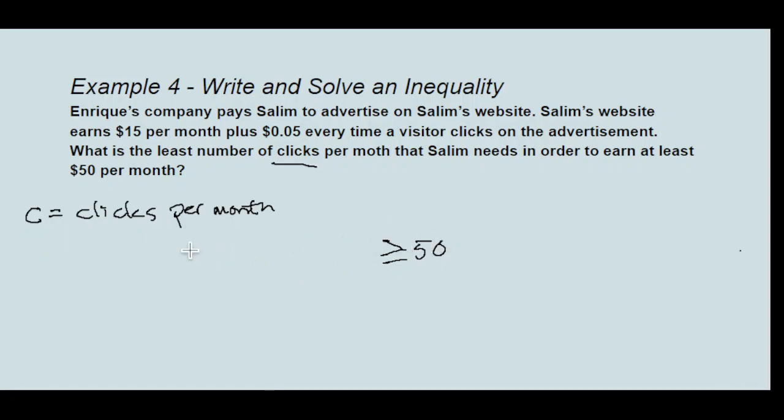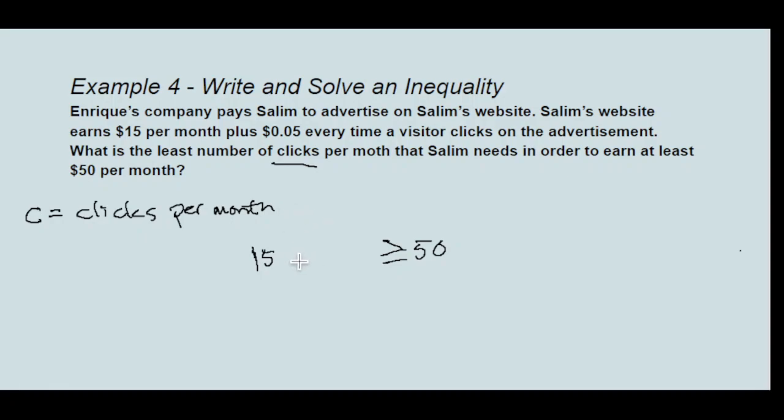Of that, we know that $15 is guaranteed through the rent, or whatever you want to call it, of the website. So it earns $15 a month plus that. So we want to figure out, if he gets 100 clicks, how much is that? Is that $5? And how many clicks does he need to get up to that $50 a month?